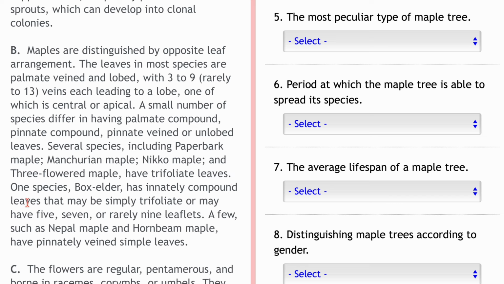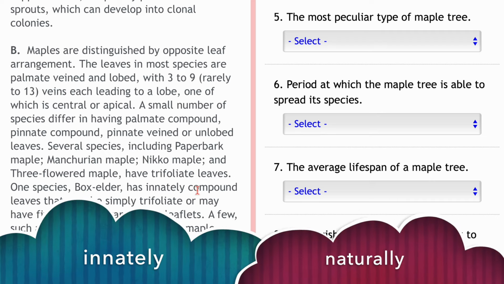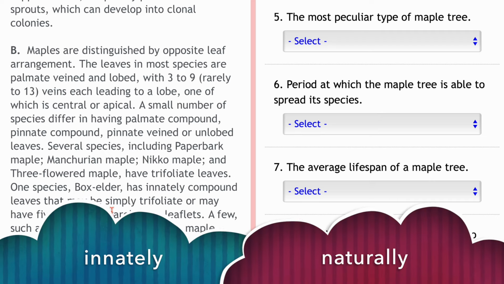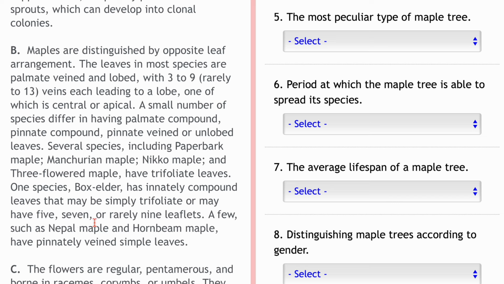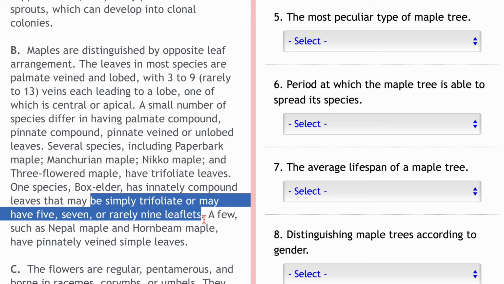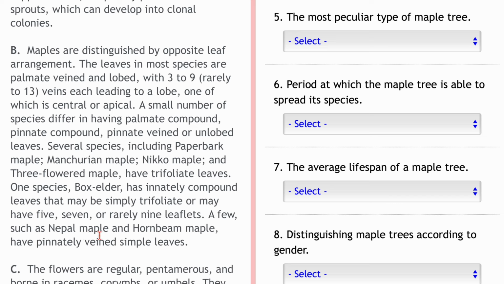One species, box elder, has pinnately compound leaves that may be simply trifoliate or may have 5, 7, or rarely 9 leaflets. So it's talking about this particular species, the box elder, having a different kind of structure. A few, such as the Nepal maple and hornbeam maple, have pinnately veined simple leaves. Lots about leaves in there. Okay, very interesting.